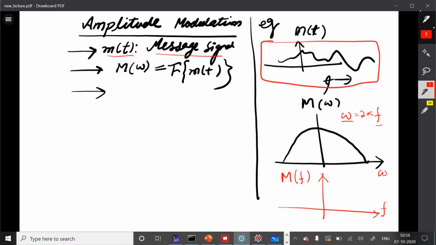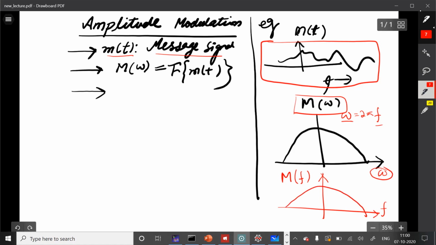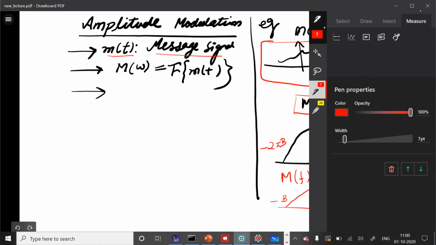But in our lectures, most of the time we will be following this M of omega. We will be writing in terms of angular frequency. So it's not any different. Suppose the maximum frequency is b and the other is minus b. So on the omega axis it will be 2 pi b and minus 2 pi b. So this should be quite clear from the context.